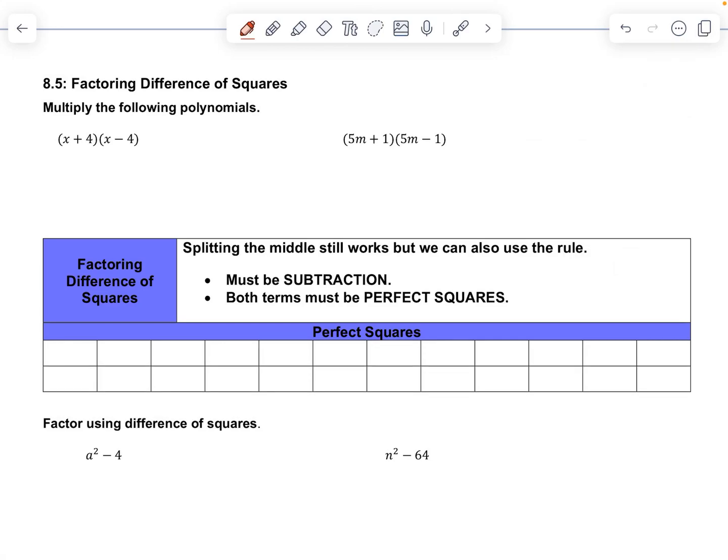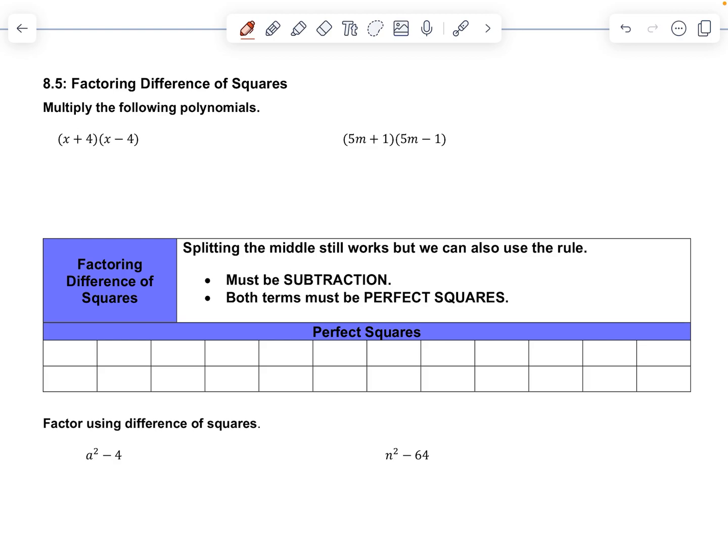All right, I'm skipping ahead a couple sections, but we will be coming back to section 8.3 and 8.4. But we are going to be talking about a factoring method called difference of squares. This is going to be using perfect squares, which we'll talk about, make sure we know what those are. And difference means subtraction. So it's going to be subtraction and using perfect squares.